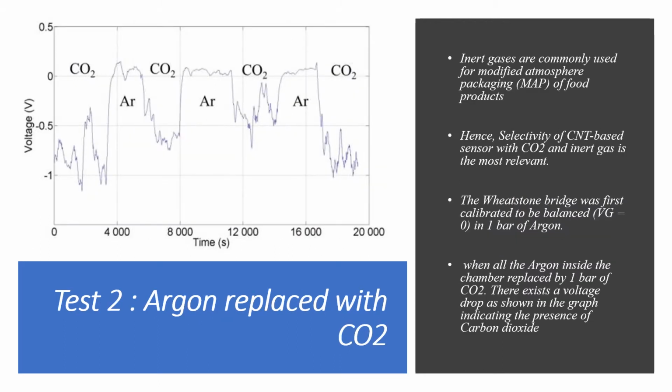In sensor test 2, instead of using air, we will be using argon and carbon dioxide gases for testing purposes. The main reason for using argon gas here is that inert gases are commonly used for modified atmosphere packaging of food products. So now let's get back to the sensor test. Initially, the Wheatstone bridge was calibrated to be balanced in 1 bar of argon, and gradually the argon gas inside the chamber was replaced with 1 bar of carbon dioxide. And here, as shown on the screen, there is a voltage drop indicating the presence of carbon dioxide again.